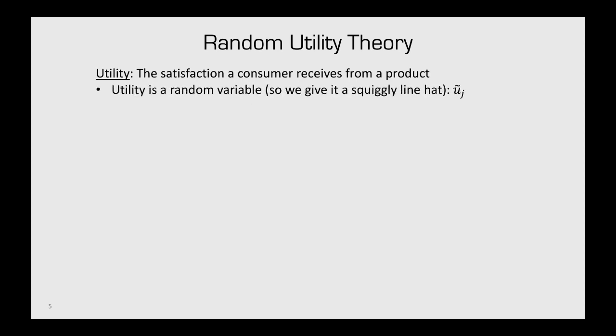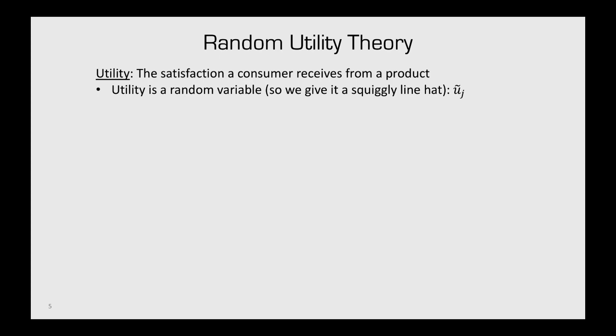Now we're going to get into random utility theory. We use utility theory to model people's preferences. A utility is this concept that refers to the satisfaction someone gets from a certain product. Utility is a random variable. So remember, we're going to denote this with the little squiggly line over the U, and that's the notation we use for random variables. Now I use a subscript j here. That is referring to the product j from a set of products.